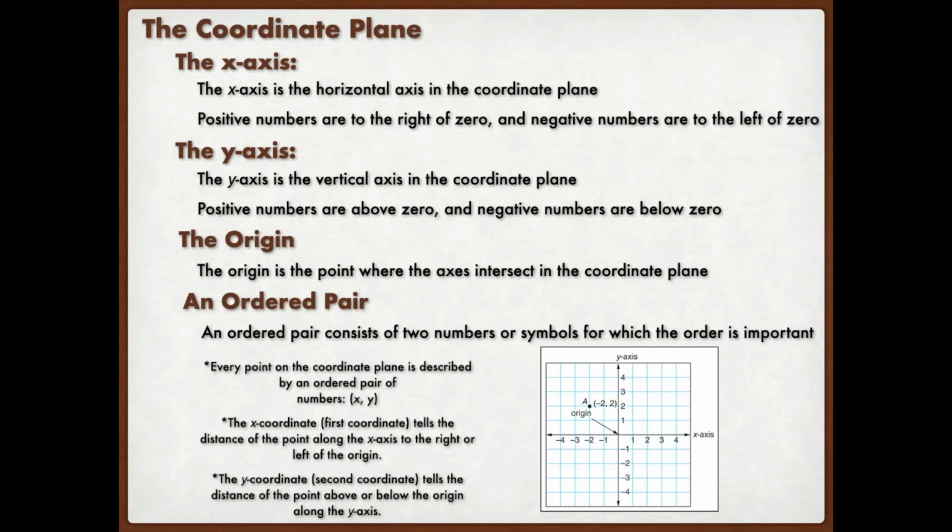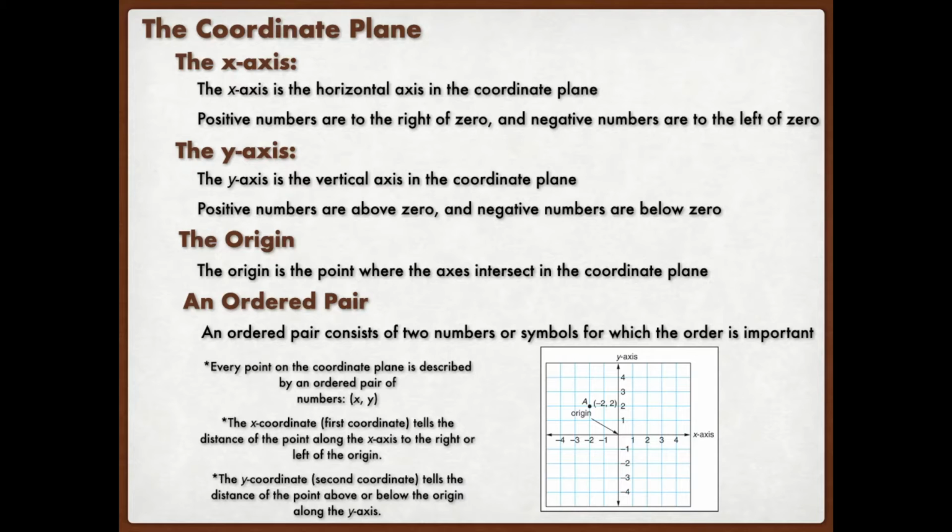Here are some terms that you will need to know regarding the coordinate plane. The x-axis is the horizontal axis. It's the line that goes left and right. To the right of the origin, or the center where 0 would be, you would have positive numbers, and to the left you would have negative numbers, and this goes horizontal, left to right.